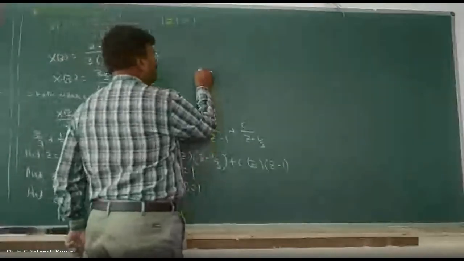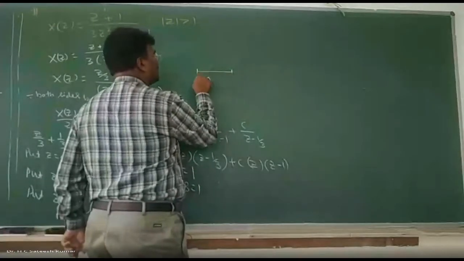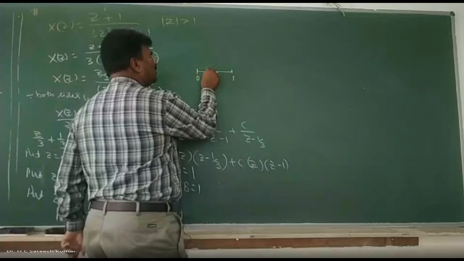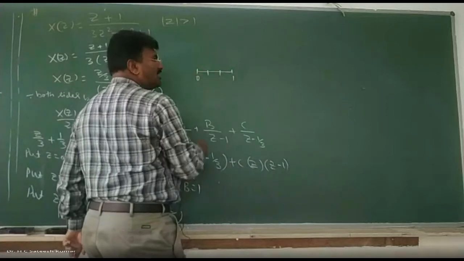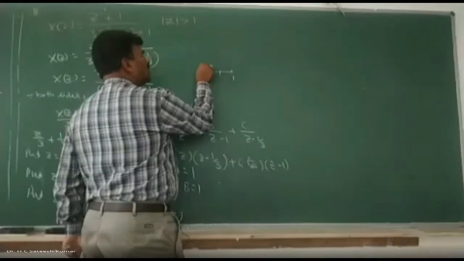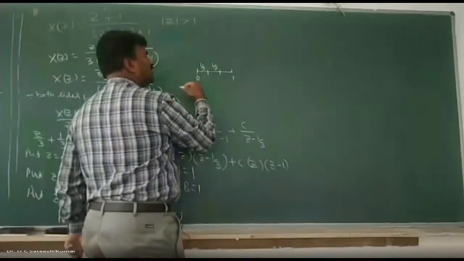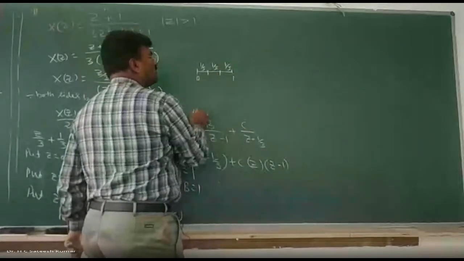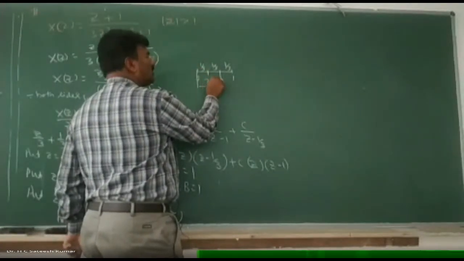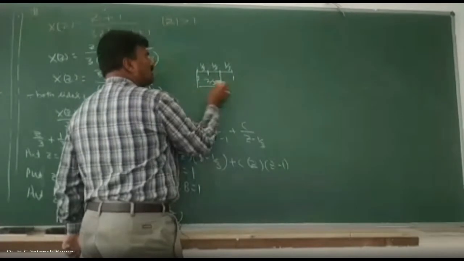What is this one? For example, 1 by 3. See, this is 0, this is 1. This can be divided into 3 parts. And each part is what? Out of these 3 parts, one part if you take it is 1 by 3. This is also 1 by 3. This is also 1 by 3. If you take out this one, this is nothing but what? 2 1 by 3s. That is nothing but equal to what? 2 by 3.